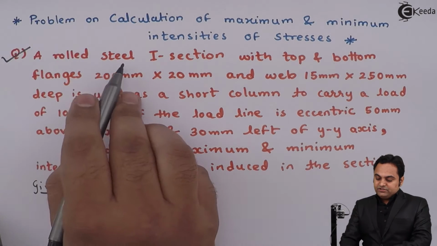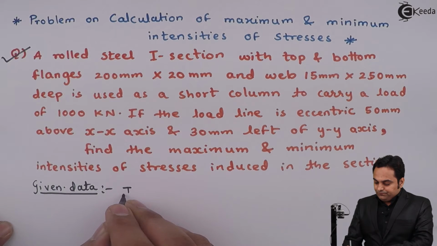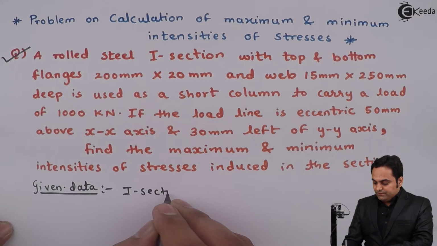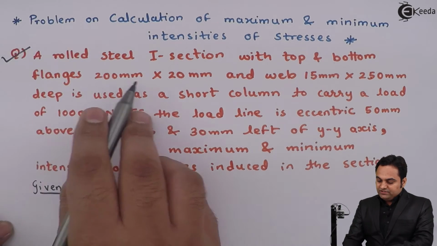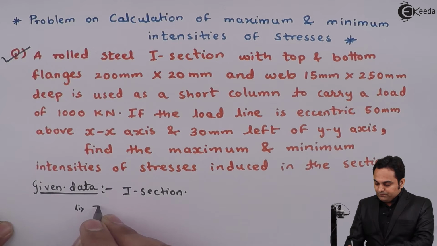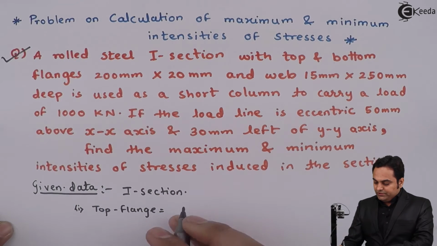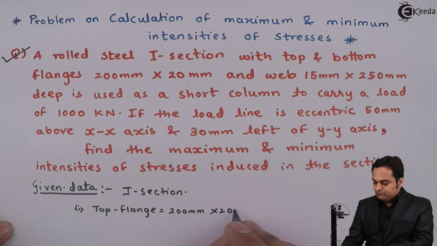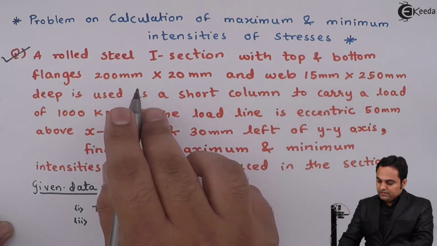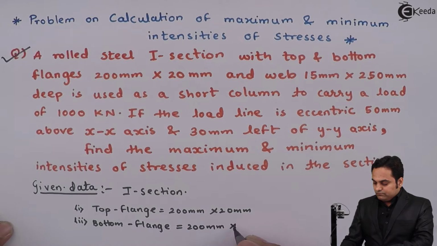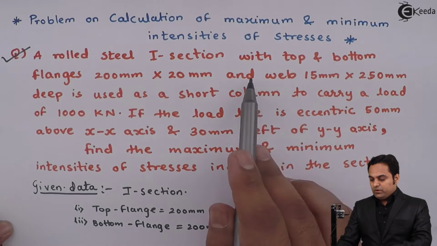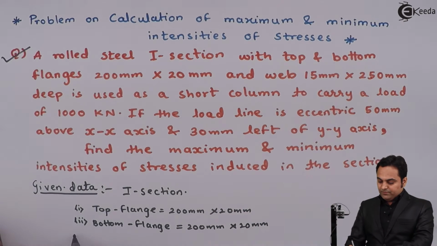It is given that it is a rolled steel I section. So I'll write the name of the section. It is an I section with top and bottom flanges. The dimensions are given. I'll write down top flange: it is 200 into 20, and even the bottom flange is of the same dimension. Next, web is 15 mm into 250 mm.